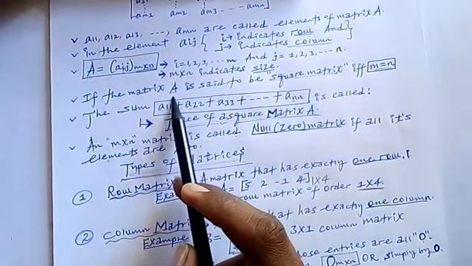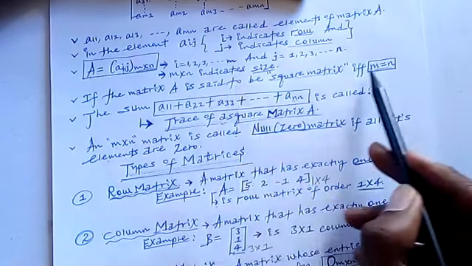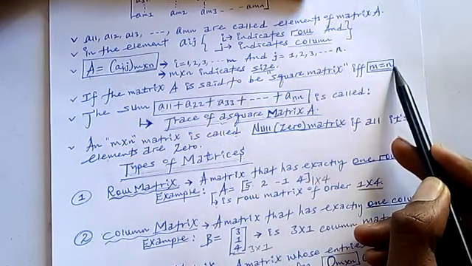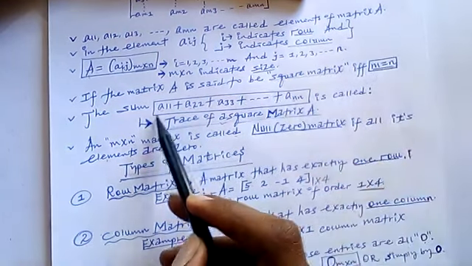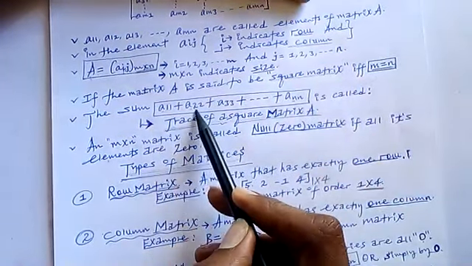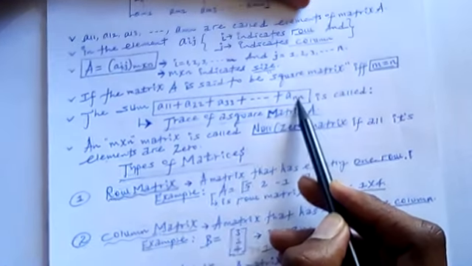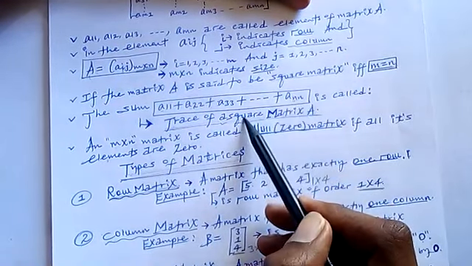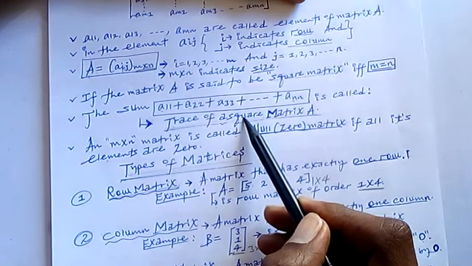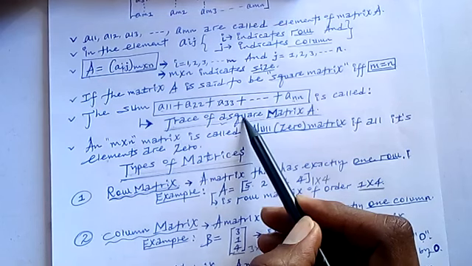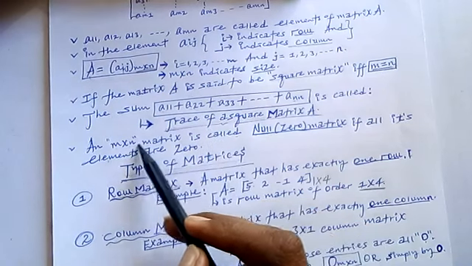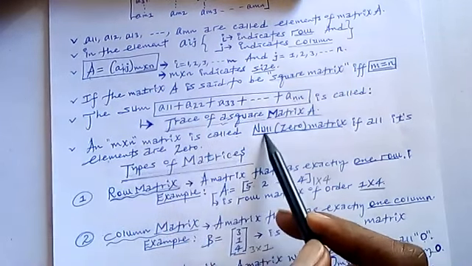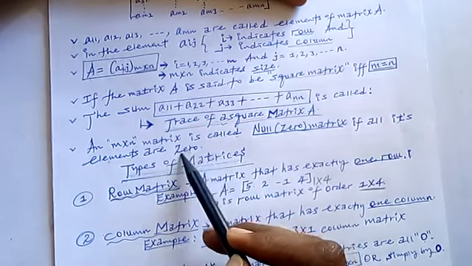A matrix A is said to be a square matrix if and only if M is equal to N. The sum A11, A22, A33 up to Ann is called the trace of a square matrix. Therefore, simply, the trace of a square matrix is the summation of diagonal entries, isn't it? The summation of diagonal entries shows the trace of a given matrix. An M by N matrix is called a null or zero matrix if all its elements are zero.